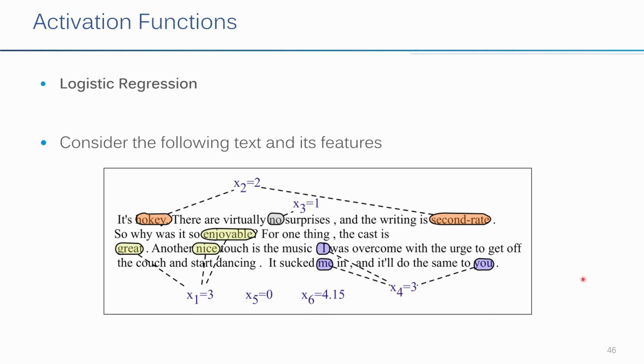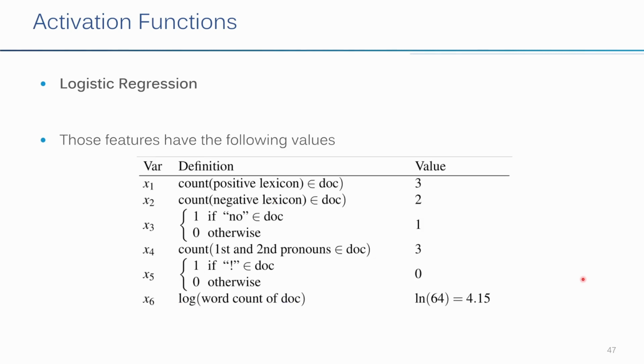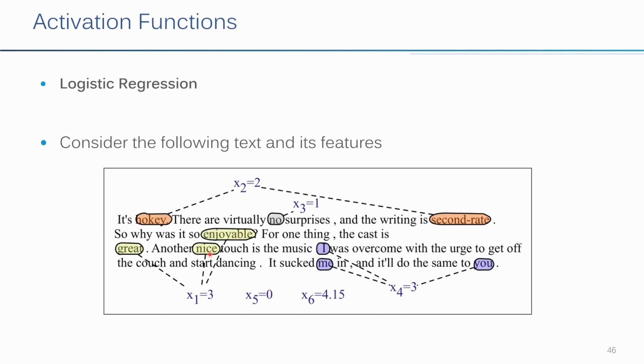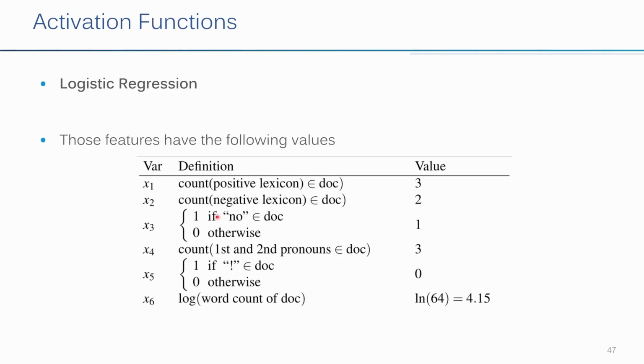Now, this is what we meant later on, that these features and these values are somehow arbitrary. They don't have a semantic meaning. It's just a representation of what we might use to try to extract some semantic meaning. So let's see, for those features we have the following values. Let's say x1 was the count of a positive lexicon, as we were using before, like enjoyable, nice, and great. So we have 3 words being part of this lexicon. And then for the negative lexicon, we have 2 words.